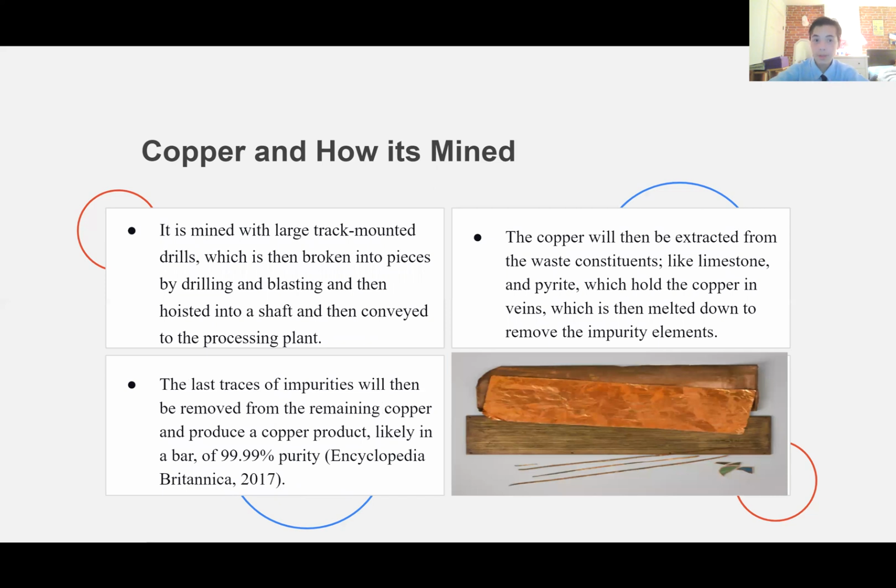How is it mined? Copper is mined with a large track mounted drill, which is then broken into pieces by drilling and blasting, and then hoisted into a shaft and conveyed to a processing plant. The copper will then be extracted from the waste constituents like the limestone and pyrite it was found in, which hold the copper in its veins, which is then melted down to remove the impurity elements. The last traces of impurity will then be removed from the remaining copper and produce a copper product, likely in a bar of 4 nines purity.